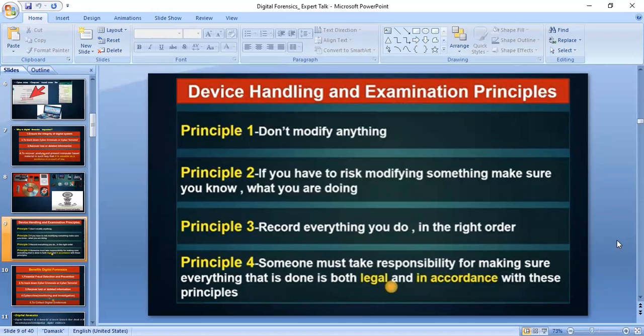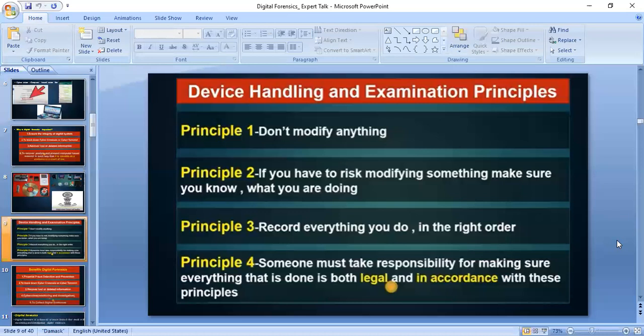Now, if you have to risk modifying something, make sure you know what you are doing. If you are doing any type of modification, make sure whatever modifications you are doing are updated and relevant. Basically, in digital forensics, we are not directly working on the original data. We make a copy or clone of that original data, and we perform further operations on that clone data, keeping the original data as it is.